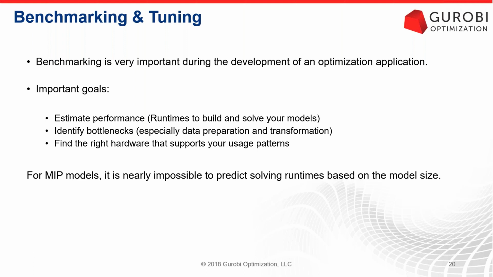But this is really important also to identify bottlenecks. So what takes time? Pre-processing, data processing, the model generation, the model solving, or maybe the post-processing. If you remember the circle, in order to make this whole process fast, you really need to look at what the bottlenecks are. And of course, it allows you to find the right hardware. This is also something that we can do together. So feel free to contact the Gurobi support team, and let's take a look together at your models.